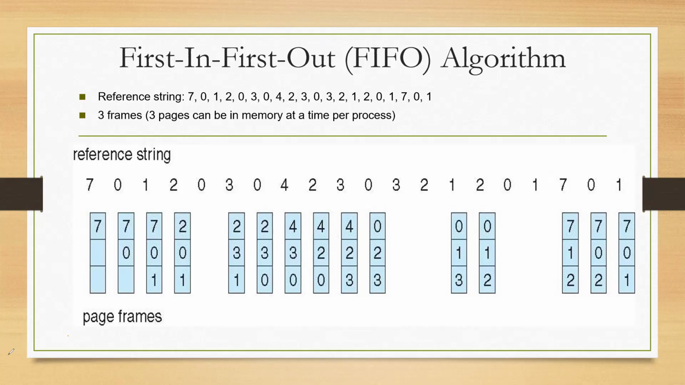0.25 hit ratio. And what about the page fault ratio? 15 divided by 20, so 0.75. This is the way to find it. So 75 percent page faults occur. And the page hit is 5 divided by 20, so 25 percent. So 75 percent page faults occur and 25 percent page hits occur.